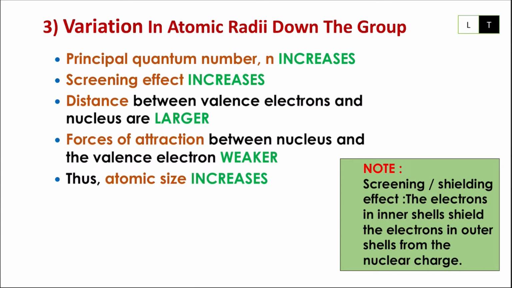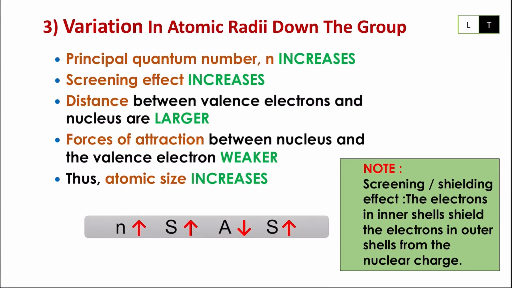In this variation, I'm going to introduce to you one acronym that we are going to use for our layout: NSAS. N refers to the principal quantum number. When n increases, S, the screening effect, increases. A is the attraction between nucleus and valence electron. It will decrease. Hence, the atomic size, the last S, will increase.